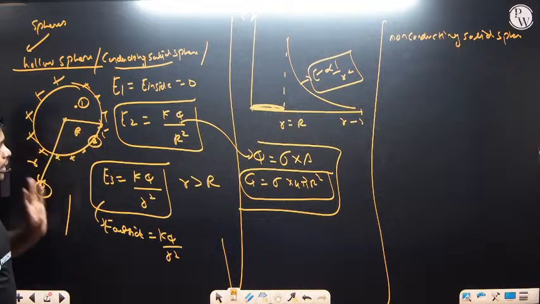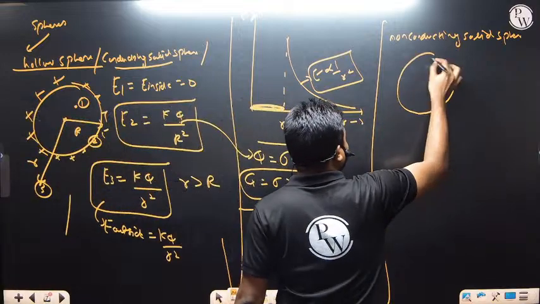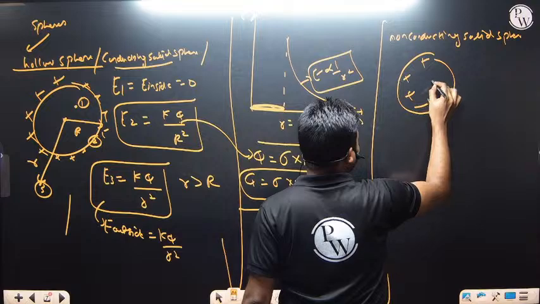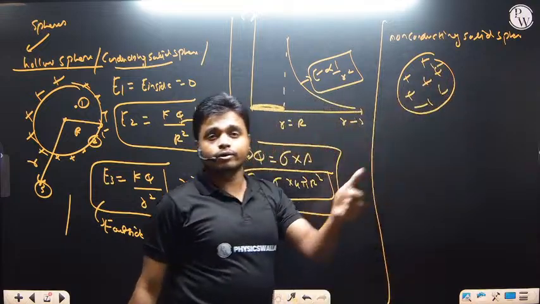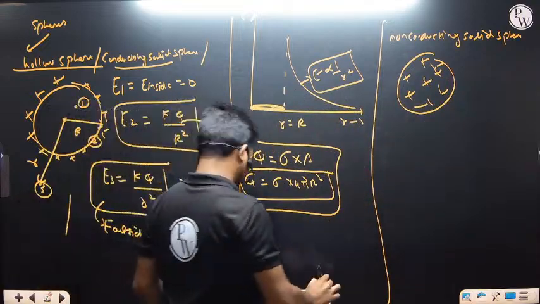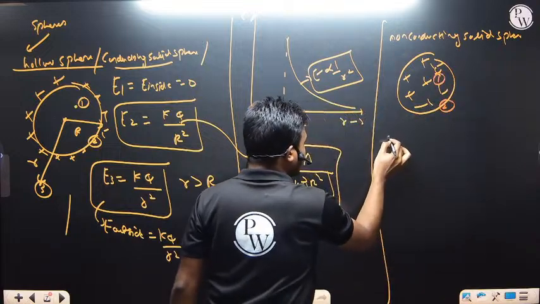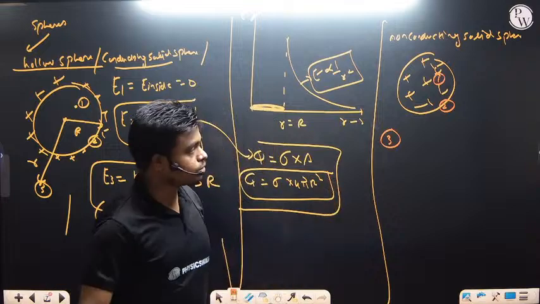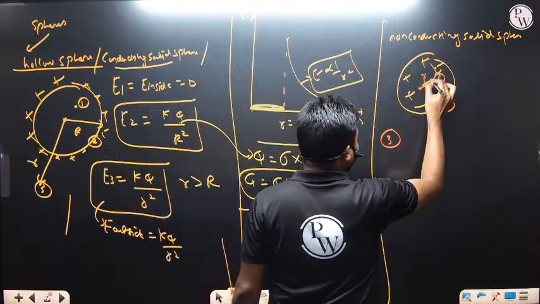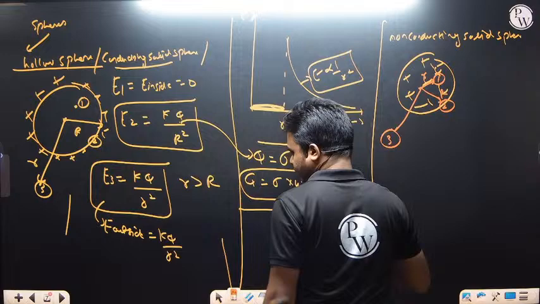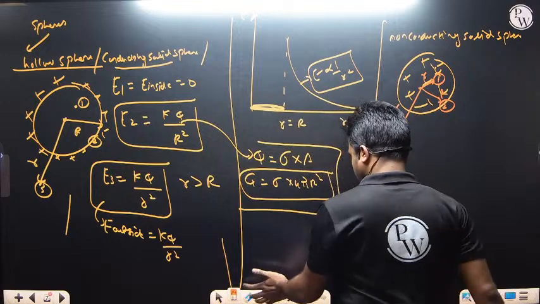So that will be a conducting solid sphere. If it is non-conducting, and I give any charge like this, the charge will remain throughout its volume. So that will be a non-conducting solid sphere. If we talk about these particular points: point 1 is inside, point 2 is on the surface, and point 3 is outside. So the distance, this will be r, this will be capital R, and this again will be small r.